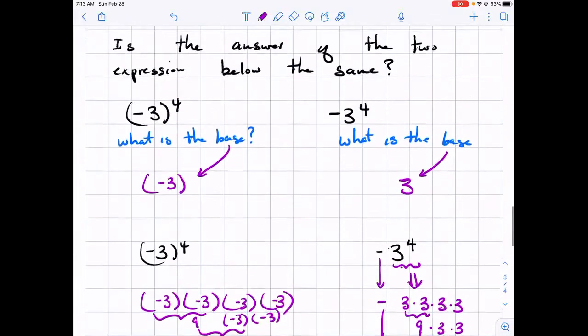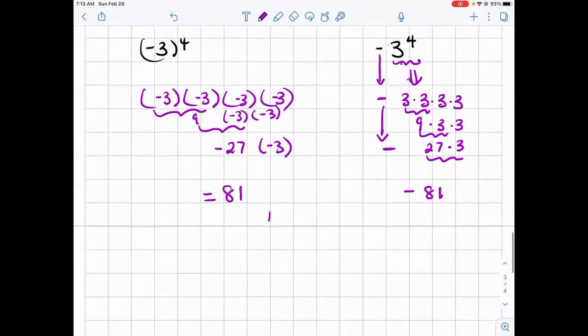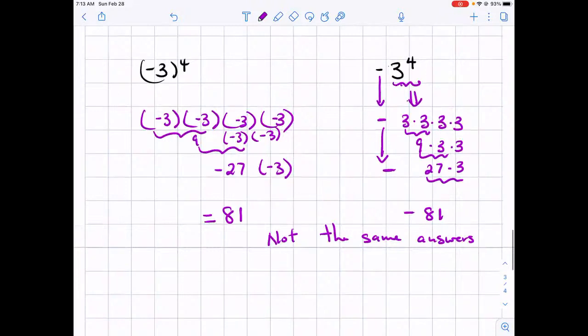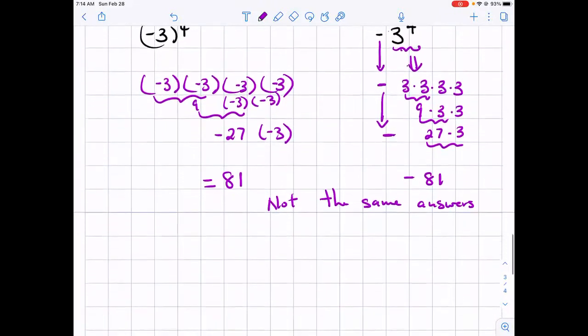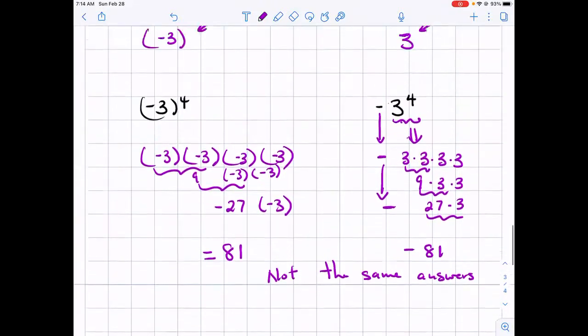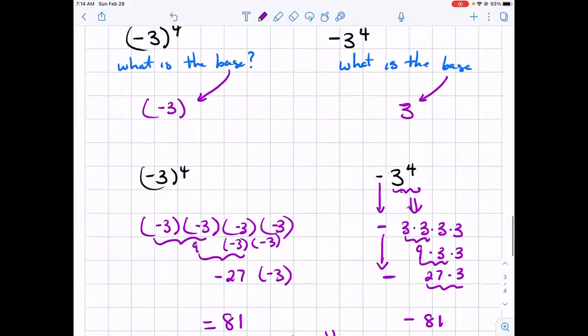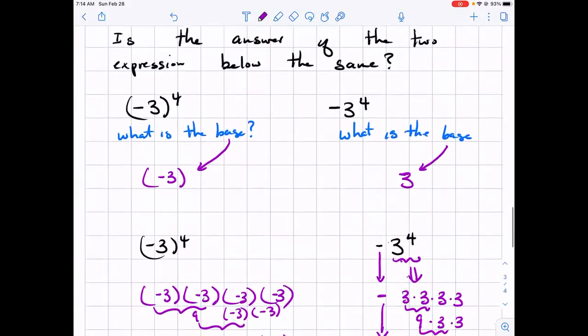So is the answer the same? They are not the same answers. So I cannot stress enough the importance of the way things are written and what is the base. The key point here is what is the base.